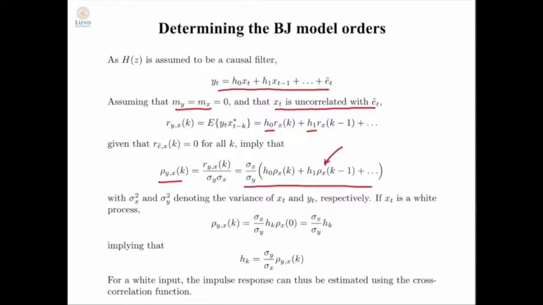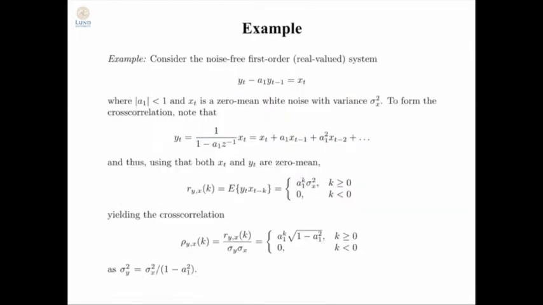But in the particular case when the input is a white process, this nicely simplifies so that I can actually see the impulse response directly from the cross correlation. So that means that for a white input, I can estimate the impulse response directly by estimating the cross correlation function.